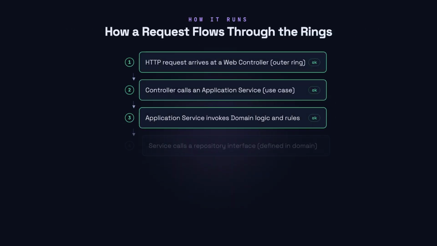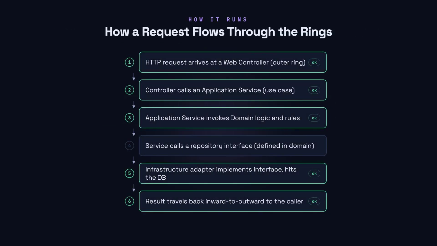Follow a single request through the rings. An HTTP call arrives at a web controller on the outer edge. The controller translates it and calls an application service, a use case, one ring inward. The application service runs domain logic and then asks for data through a repository interface. Notice that interface is defined inside the domain ring. An infrastructure adapter on the outer ring implements it and actually queries the database. The result travels back out the same path. The domain never knew a database existed.